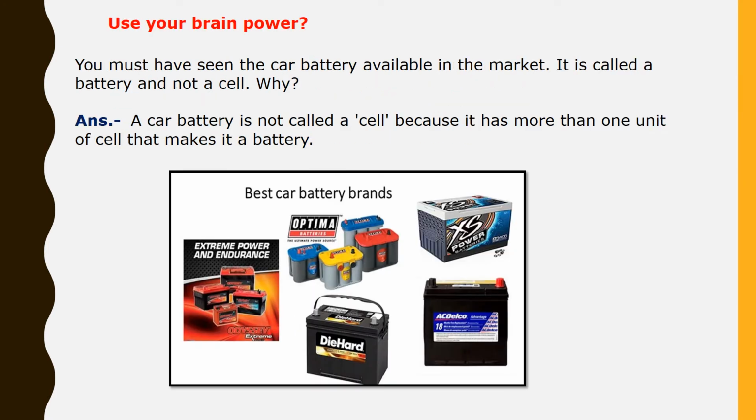Now let us see use your brain power. You must have seen the car battery available in the market. It is called a battery, not a cell. Why? A car battery is not called a cell because it has more than one unit of cell that makes a battery. Due to that, the car battery is not called a cell, because it contains more than one unit of cell.